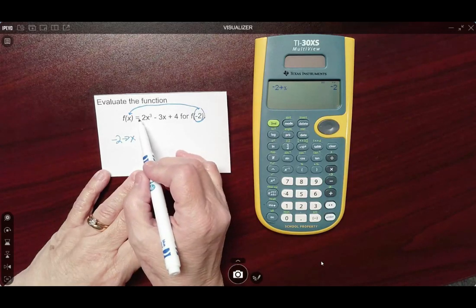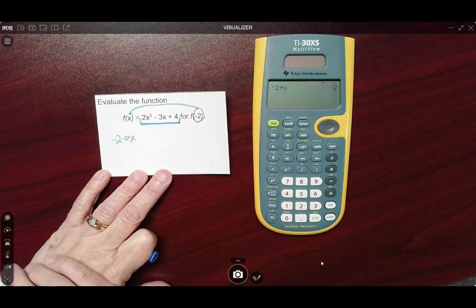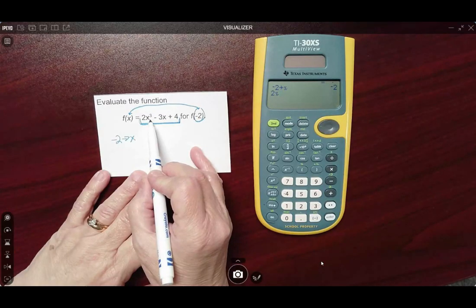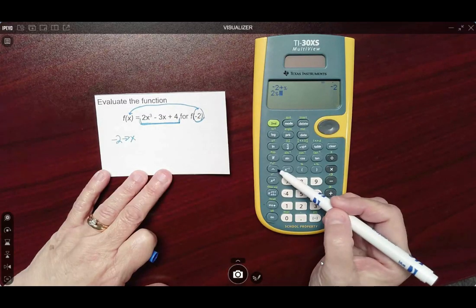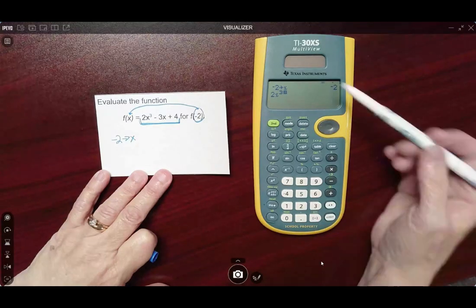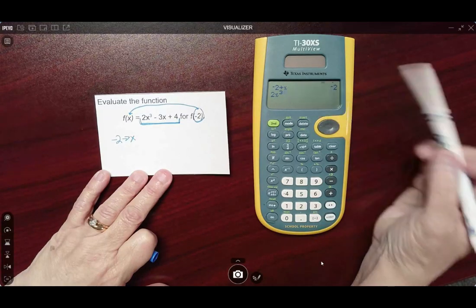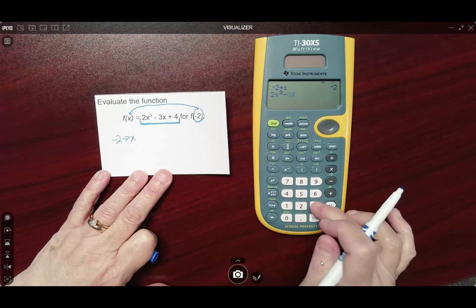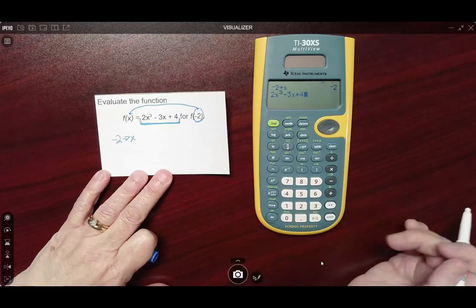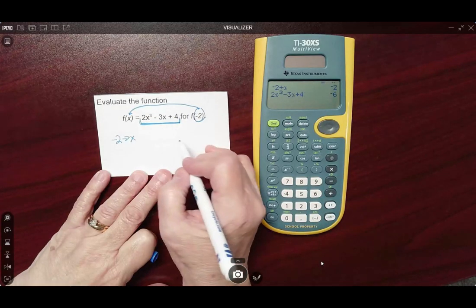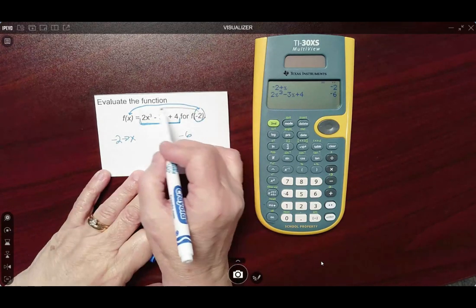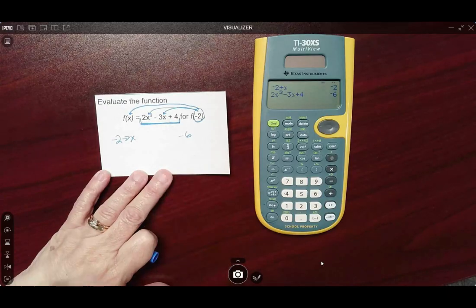Now all we have to do is type in this expression that they give us for the function. 2x, notice I have a cubed here. For any exponent other than 2, we're going to use our caret button and put our 3. Our cursor's flashing up here beside the exponent, so we need to move over to bring it back down to the main level. Minus 3x plus 4. And when we hit enter, we get the answer is -6. That is the value of the function when -2 is put in for these x's.